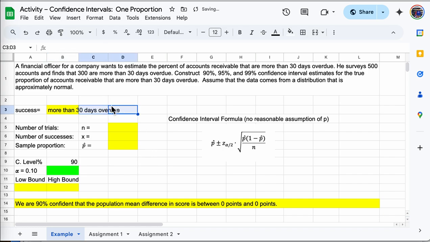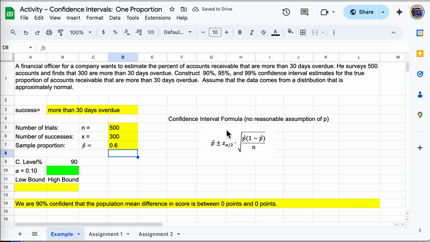I'm going to extend the highlight here, make it look a little nicer. 500 trials, those are the 500 accounts that were selected. 300 of them were more than 30 days overdue. The p hat, the sample proportion, is equal to the number of successes divided by the number of trials.